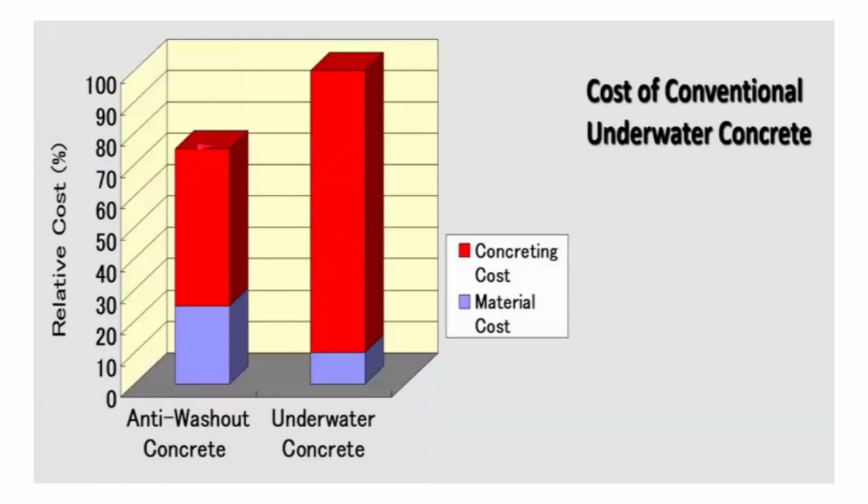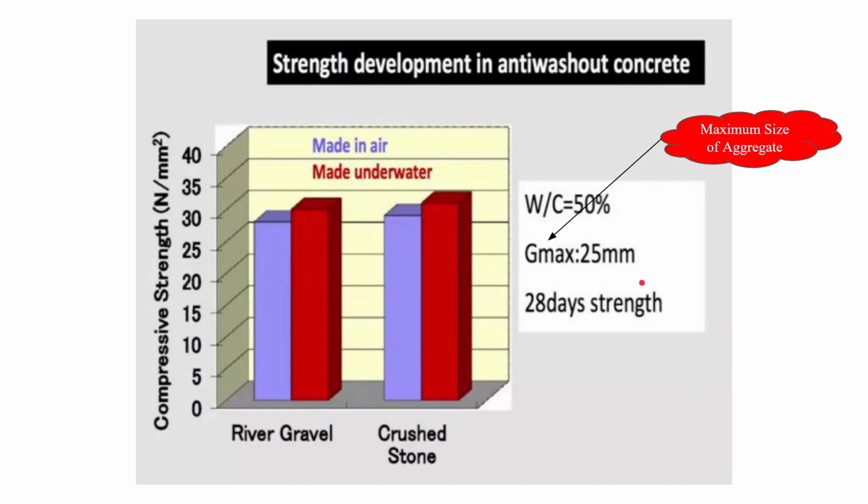And because this is very less, the total cost is also only 80% of the underwater concrete. So the main factor is the concreting cost. The concreting cost is low because we don't have to care about segregation and bleeding and all those criteria, because the chemical takes care of all of these factors. So that is the benefit.